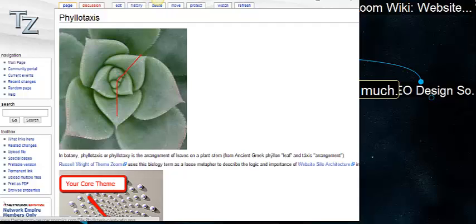Phyllotaxis is an arrangement of leaves on a plant stem, from the ancient Greek phylon, or leaf, and taxis, arrangement. Really has to do with the ratio in math. Ratio from your core theme to the related ideas. There's the mathematics of ratio. Remember, ratio is really about relationship. Size is about density. So what we're talking about here is how biomimicry and SEO have a relationship, and that's kind of fun.